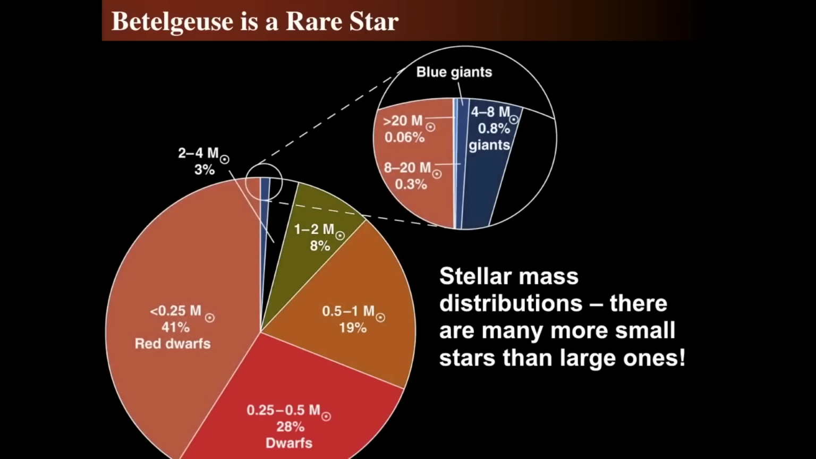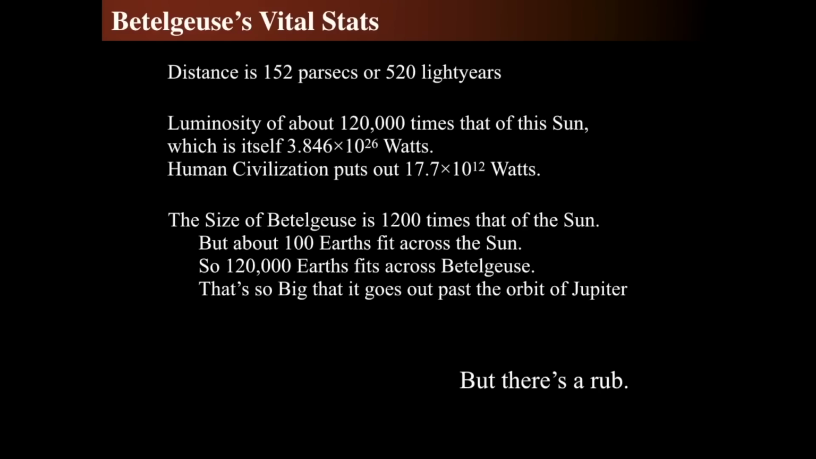Now, Betelgeuse is about 152 parsecs away, or about 500 light years, and the luminosity is about 120 times that of the sun, so it's extraordinarily luminous. And this is a really fun statistic: the absolute wattage is about 4 times 10 to the 26th watts, and if you compare that to what human civilization puts out, which is about 17 terawatts, we're nothing compared to the luminosity of Betelgeuse. We're nothing. 10 to the 14th times less. Oh my goodness. And Betelgeuse itself is about 1,200 times the size of the sun.